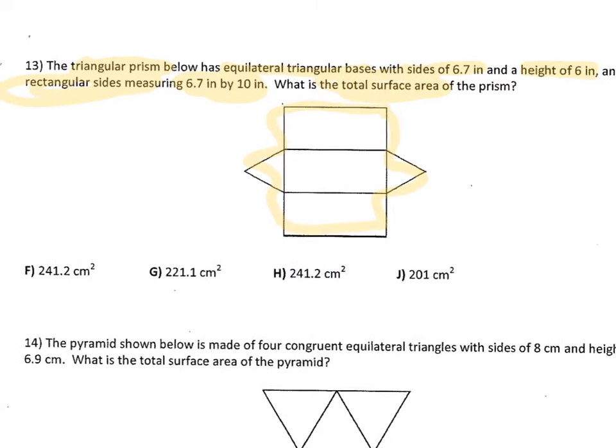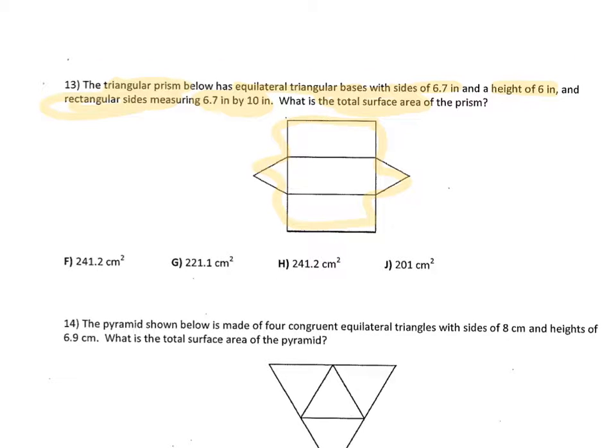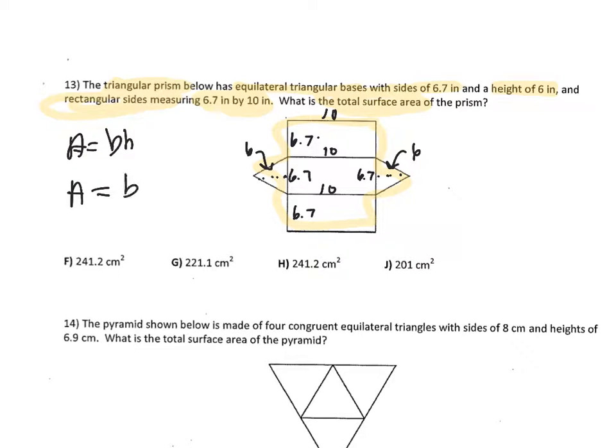For the triangle bases it's 6.7, and then the height of your triangles is 6. And then our rectangles, so we've got 6.7 by 10. So for the rectangles, we need to do base times height, and for those triangles, base times height divided by 2, and then add all those up.